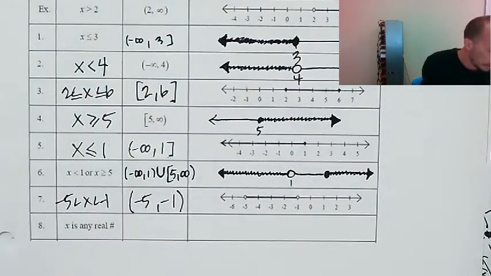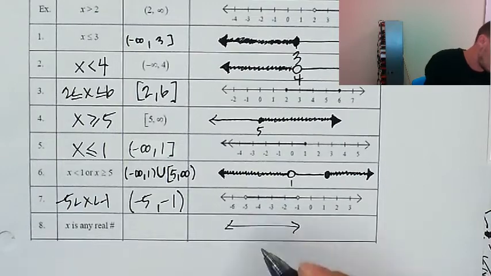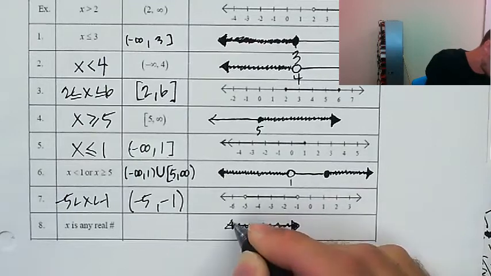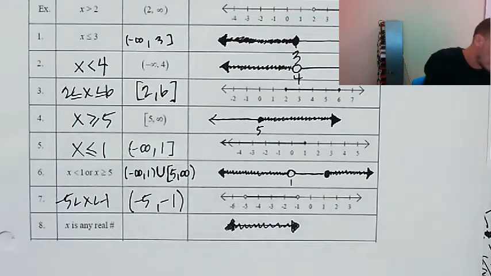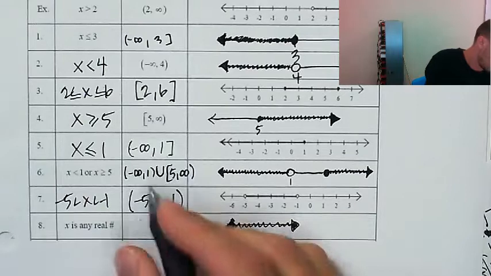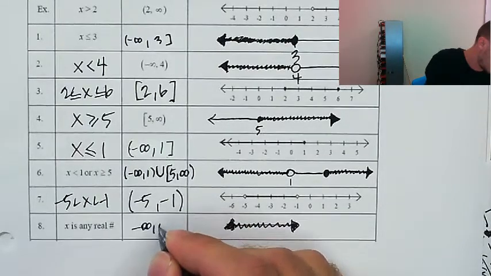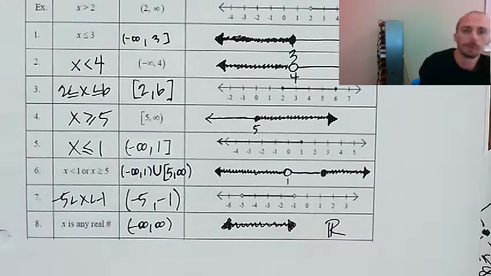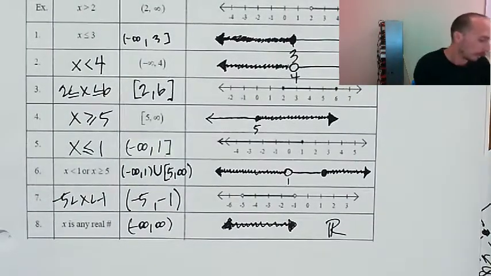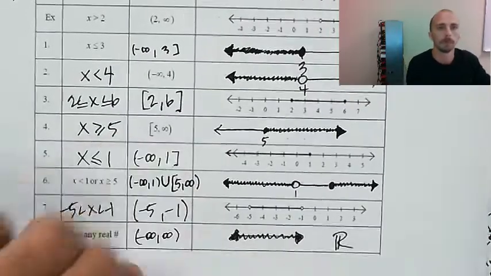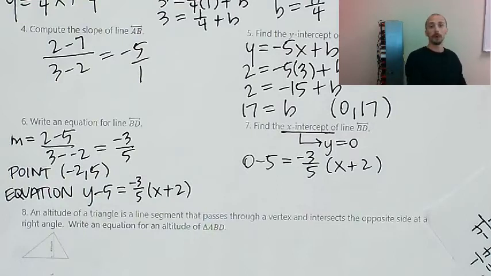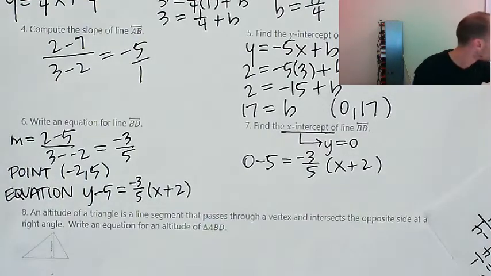All right, and then x is any real number. Well, I don't want to waste a bunch of ink on this, but this is just the whole number line. And I guess in interval notation, we would say that was negative infinity to infinity. That's the real number line, and that's the symbol for it. That was great. This was maybe some practice we needed if you're in my class, but maybe you've already done that part, and hopefully you skipped through that.